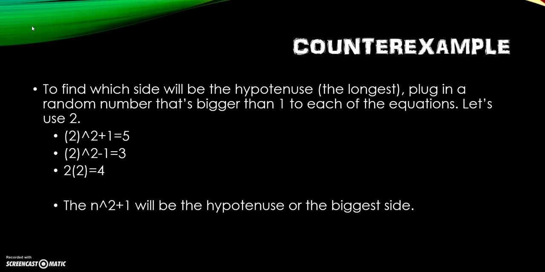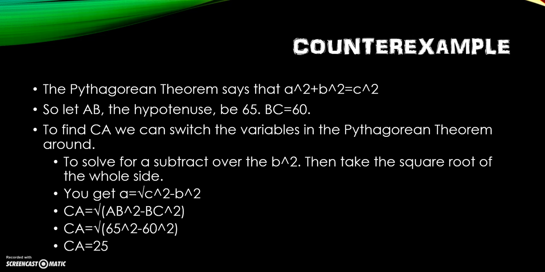To find which side will be the hypotenuse, the longest, plug in a random number that is bigger than 1 to each of the equations. Let's use 2. So plugging in 2 for n, the first equation we have 2 squared plus 1 equals 5. The second equation we have 2 squared minus 1 equals 3. And the third equation we have 2 times 2 equals 4. The n squared plus 1 will be the hypotenuse, or the biggest side. The reason this is going to be our biggest side is because when we plug the 2 in for n, we got a 5, which is bigger than 3 and 4, and so that is the longest and thus our hypotenuse. So the Pythagorean theorem states that a squared plus b squared equals c squared.